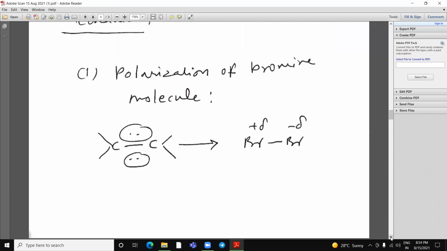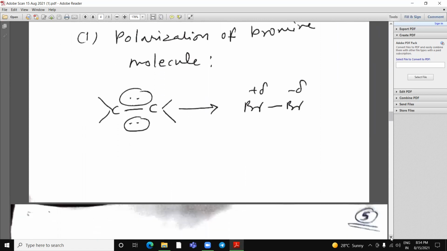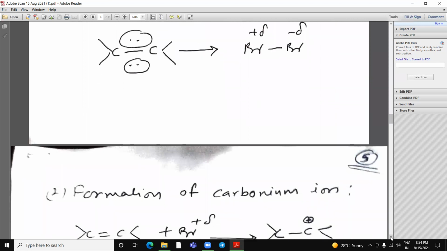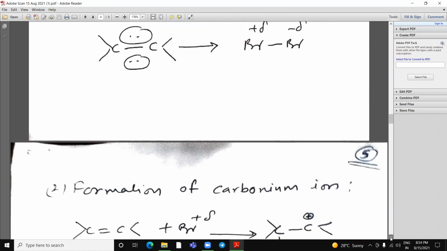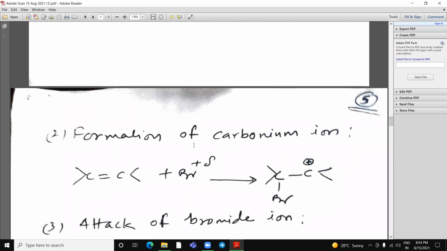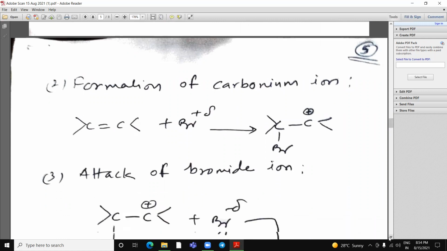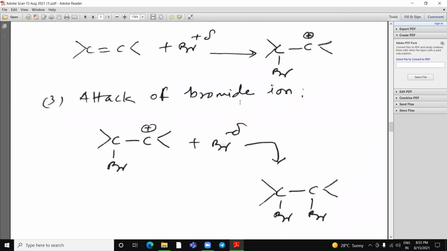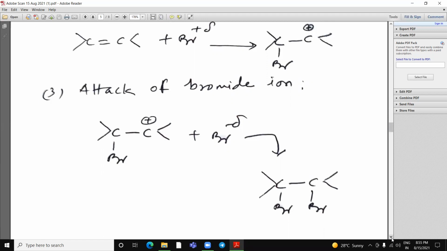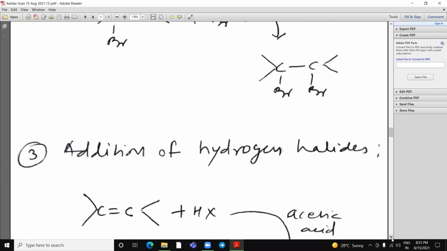Mechanism. Here, polarization of bromine molecule due to the pi electron of alkenes, formation of carbonium ion, then attack of bromide nucleophile, and it will give this addition product.